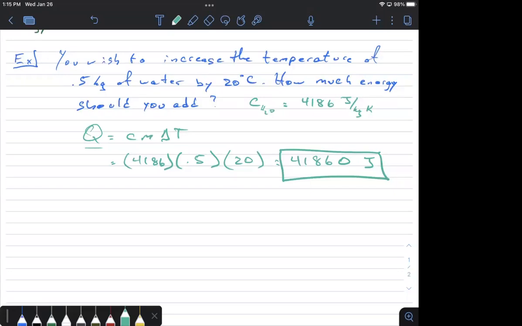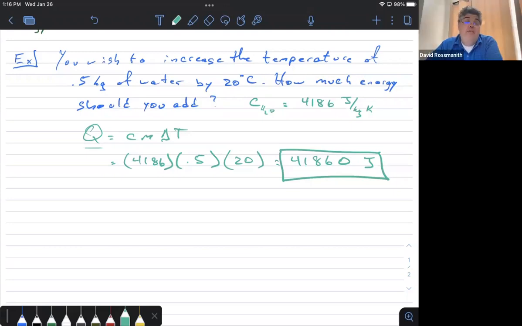Thank you. I have a question. In a problem, the mass is 5 kilograms. If it was given to us in grams, will we have to convert it? Yeah. So you're always going to want to use kilograms as your units.